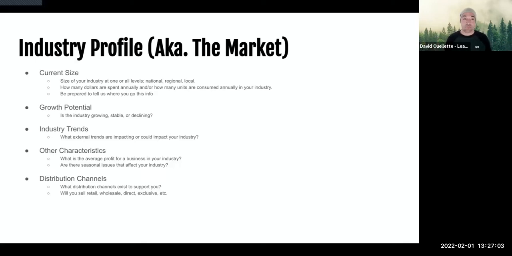It can be in terms of how many people you could sell to, or in terms of how many dollars are spent annually. Those are usually the units that we use to determine the size of an industry. It's either in dollars or number of people. But again, if you're pulling this data, in your final presentation, be prepared to say where you got this information. You're not making this up, right?